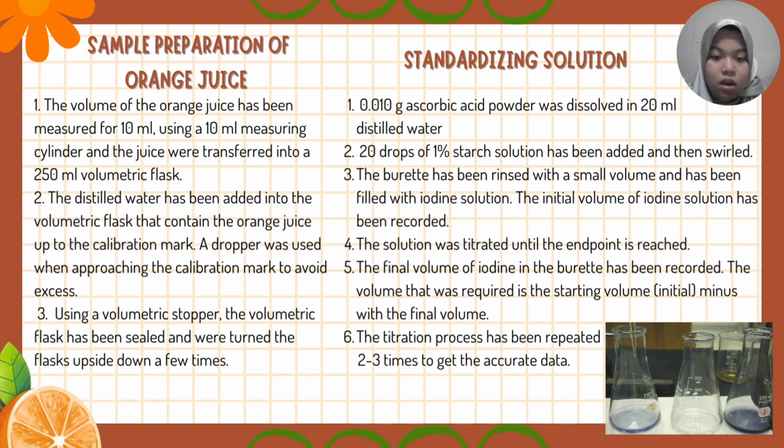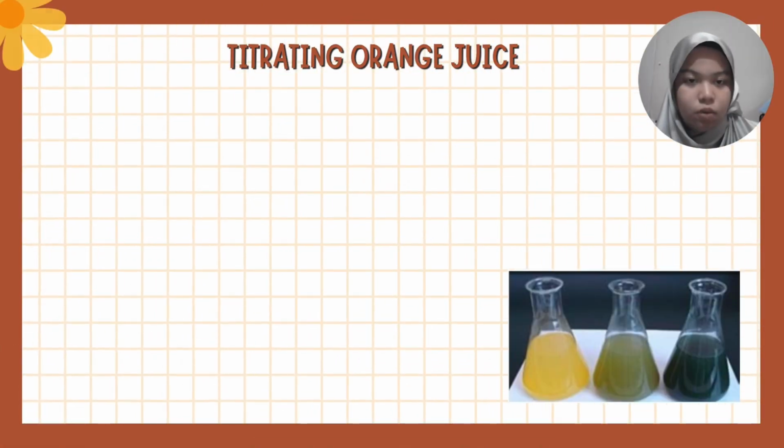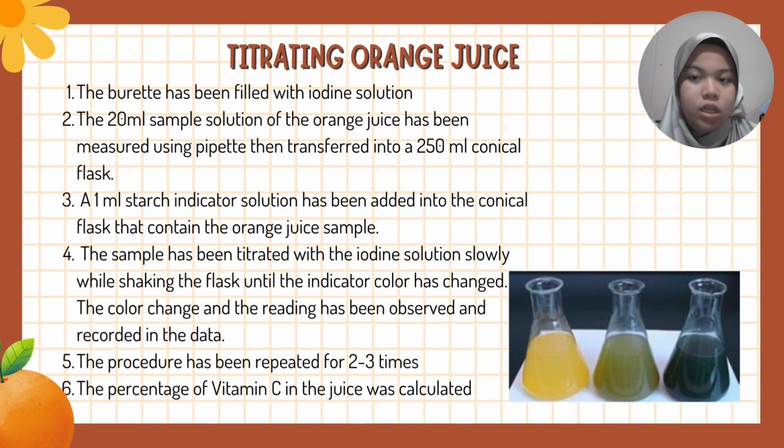So as you can see in the slide, you can see one of the examples that we could obtain from the internet. The image shows the titration of ascorbic acid powder with iodine solution. Lastly, we will go through the procedure of titrating orange juice.